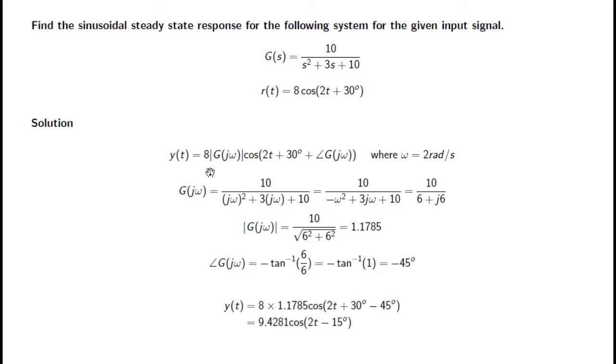So we can substitute these values, 8 into magnitude of G of j omega. You can substitute that value, cos of 2t plus 30 as it is in the input. Only thing is you have to add the angle of G of j omega. So the output is going to be this. This is a simple problem just to understand that G of j omega is a complex number and the output frequency doesn't change, only the magnitude and the phase angle change with respect to a particular frequency.